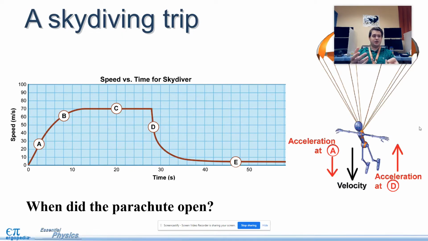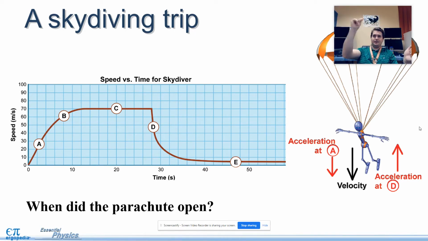You open a parachute, your max speed is probably going to be closer to 20 or 30 miles an hour. You're going to fall much slower, okay? So here, if you look at this skydiving trip, when did the parachute open? Well, just before D, right? You should see it's going faster and faster and faster. C is terminal velocity for the person, because you can see that speed maxing out. That's terminal velocity is at C.